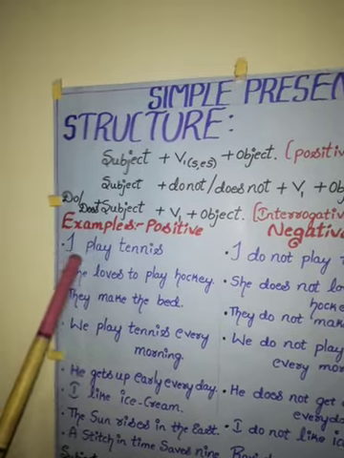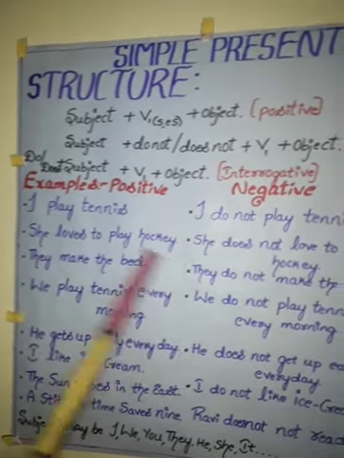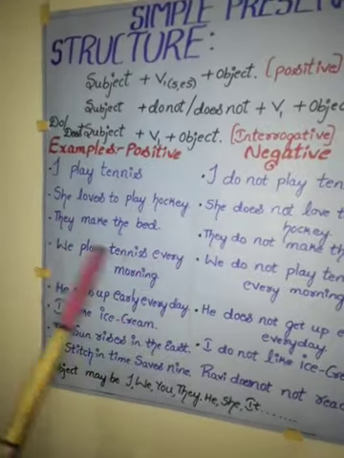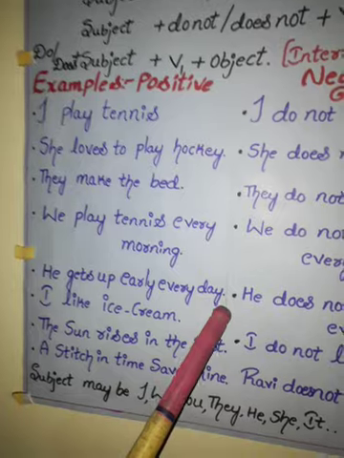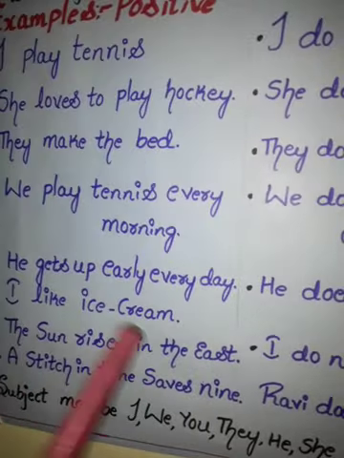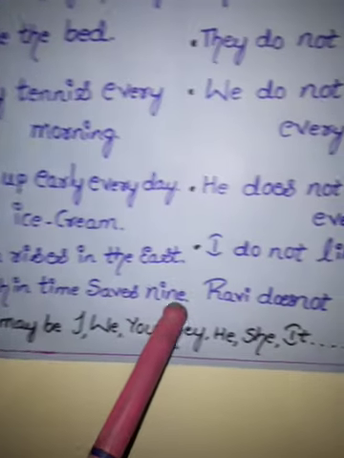Example: I play tennis. She loves to play hockey. They make the bed. We play tennis every morning. He gets up early every day. I like ice cream. The sun rises in the east. A stitch in time saves nine.